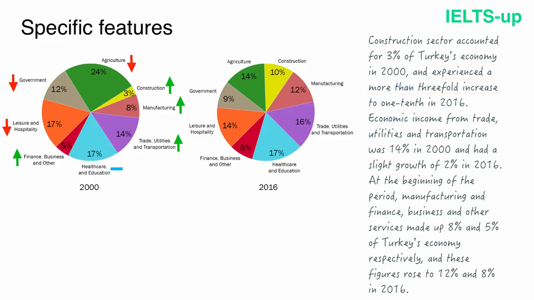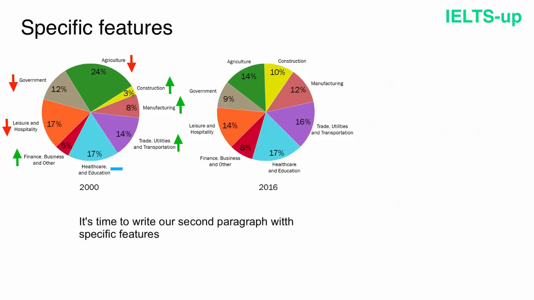Now when we have written all the increasing trends, it's time to write our second paragraph with specific features. In this new paragraph, we have to list the decreasing trends, in our case, agriculture, government, and leisure and hospitality sectors, and sectors without change, in our case, healthcare and education. So, here is how I wrote it.